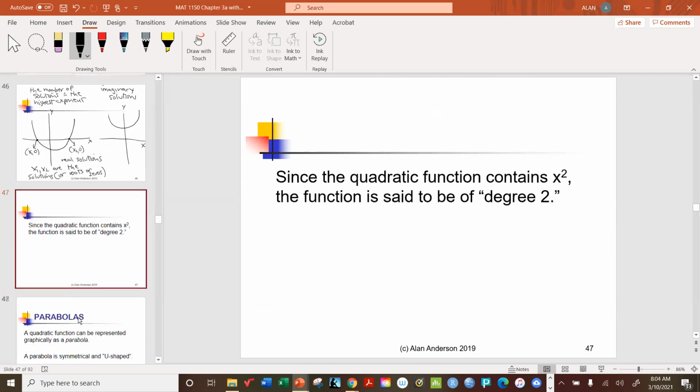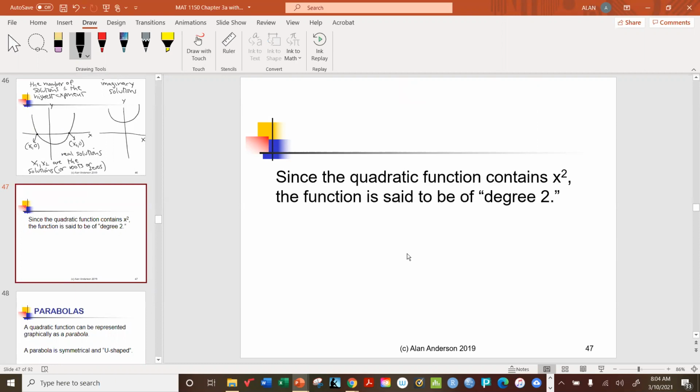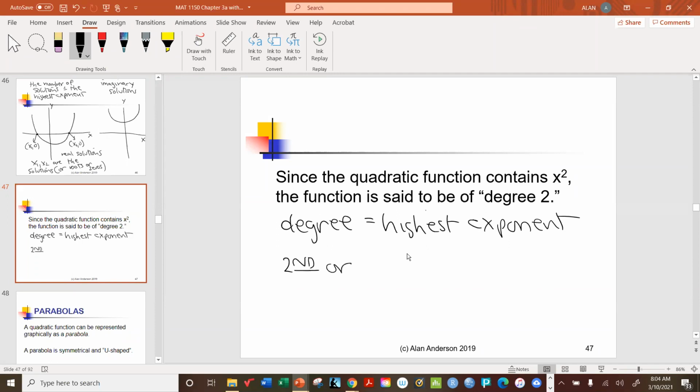With that being said, as far as terminology is concerned, this function is said to be of degree 2. Degree just refers to the highest exponent in that function. Sometimes you also hear it called a second order function because it has a square term in it. They both mean the same thing. The degree and the order represent the idea that there is a term with x squared in it, and that's the highest exponent in the function.